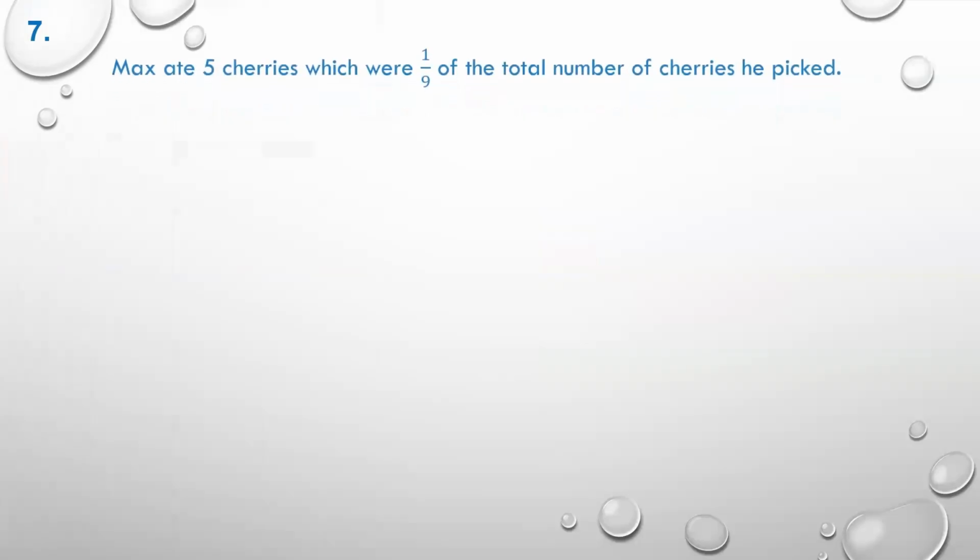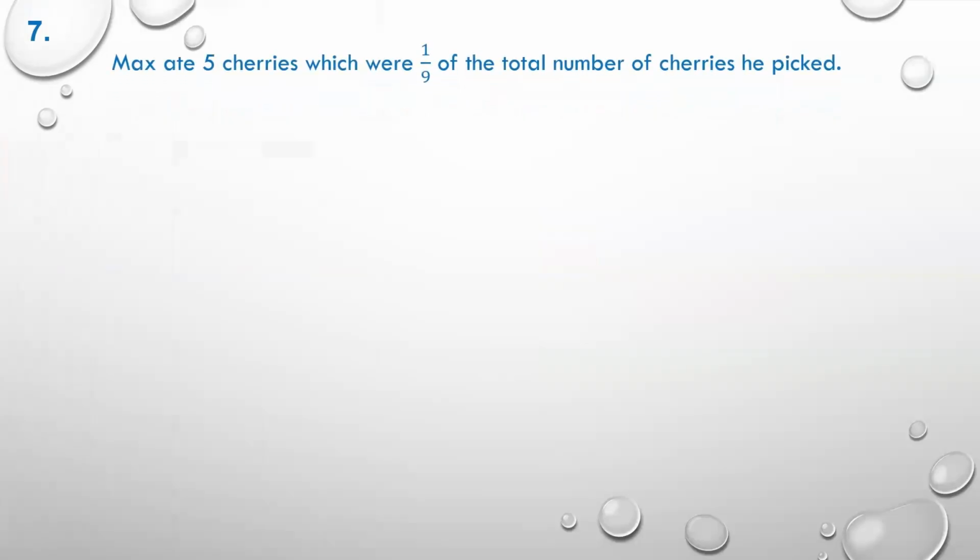In this question, Max ate 5 cherries, which were 1/9 of the total number of cherries he picked. How many cherries did Max pick? So, let's think about that. Max ate 5 cherries, which were 1/9 of the total. So 1/9 of, let's put a little box to say that's the total number, 1/9 of that is 5.